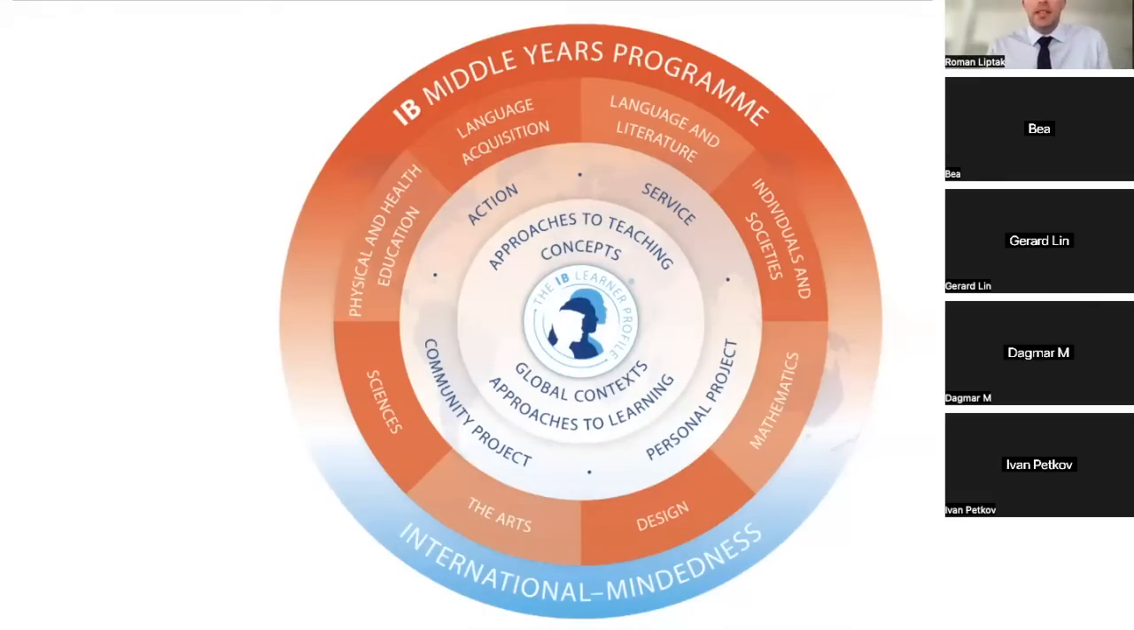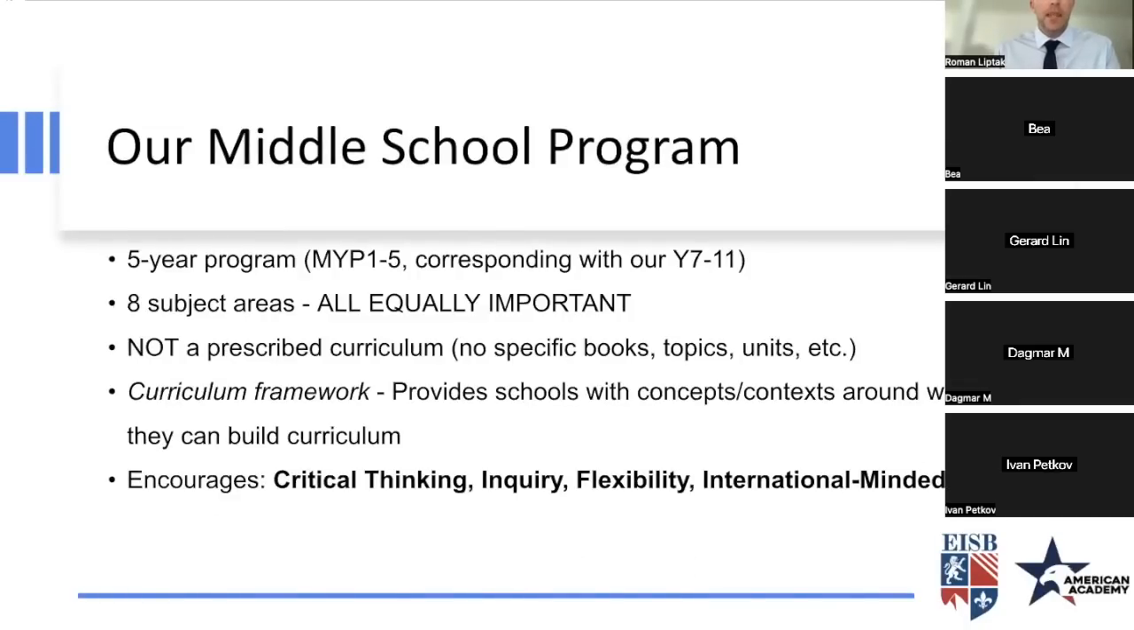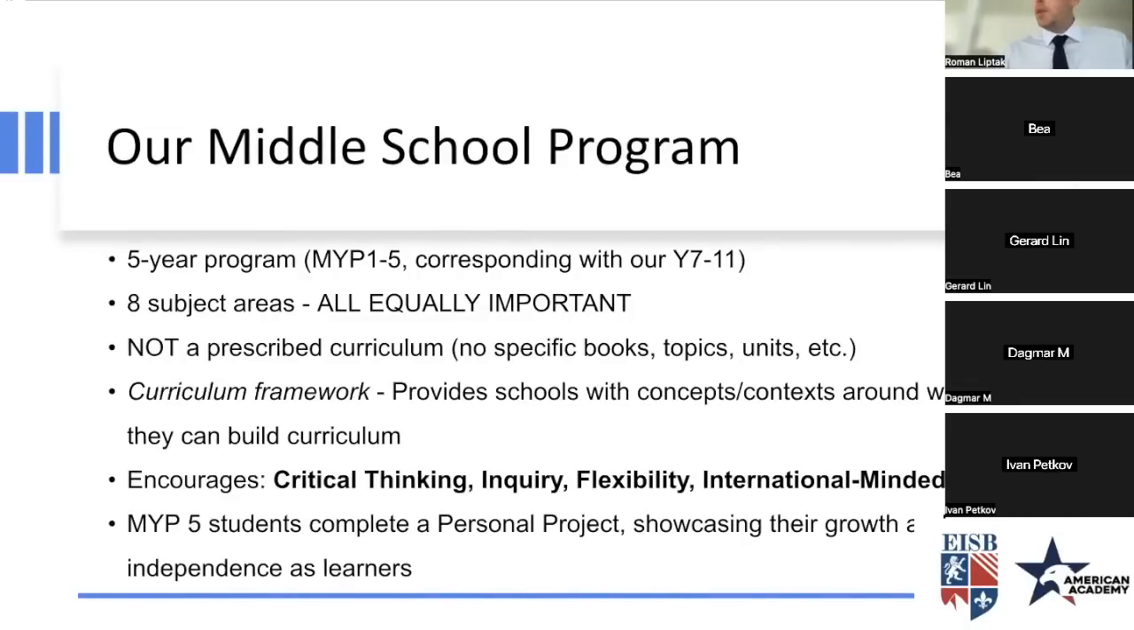Okay, thank you. Next slide. So here, I was talking about the program that is a 5-year program from MYP 1 to MYP 5, corresponding with year 7 to year 11. If your children were in the PYP program, then they ended year 6 and have now started year 7.